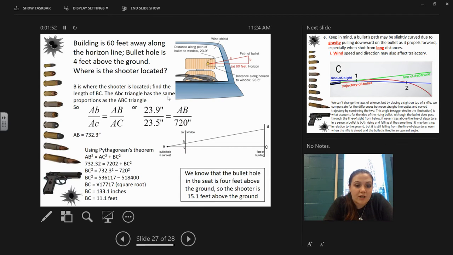The ABC triangle has the same proportions as the ABC triangle. So basically, you just do the formula. Okay, so use the Pythagorean theorem, which has the steps right here. AB squared equals AC squared plus BC squared. And it sounds complicated, but you really do just plug numbers in and then you know what to do. Okay. So AB is over AC.